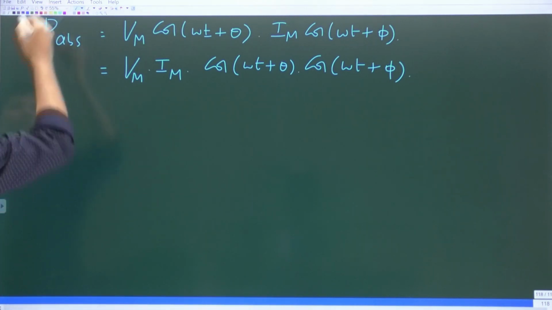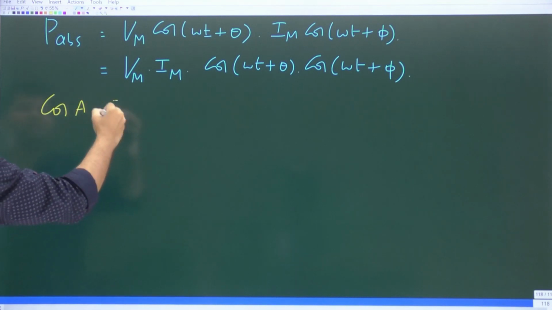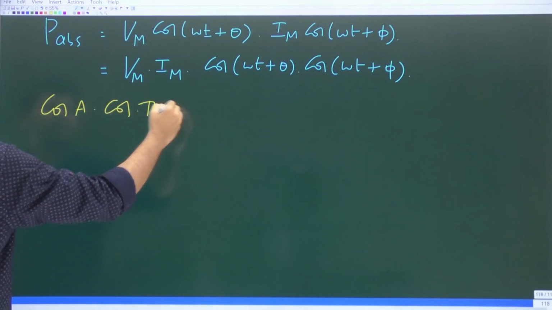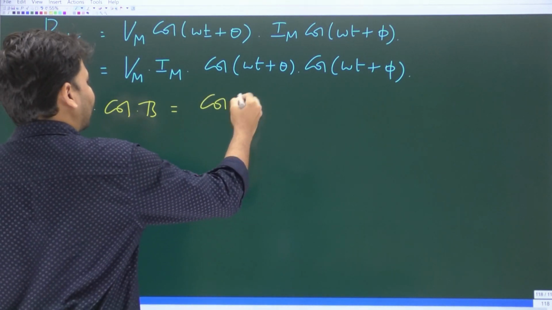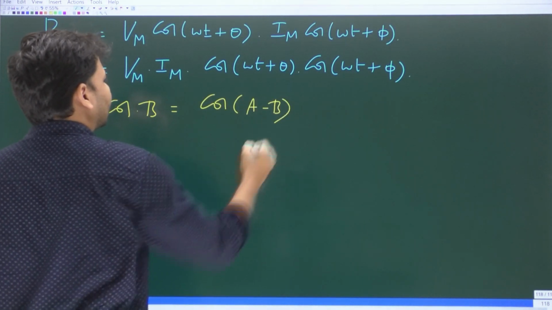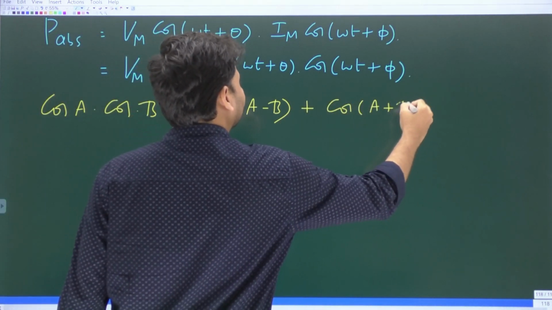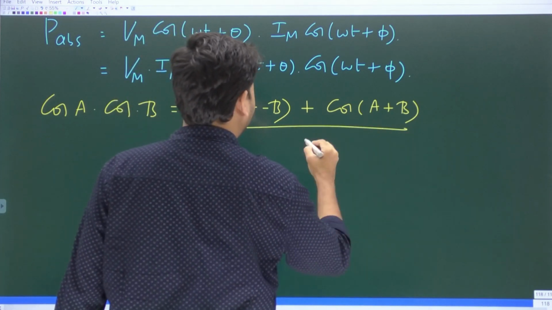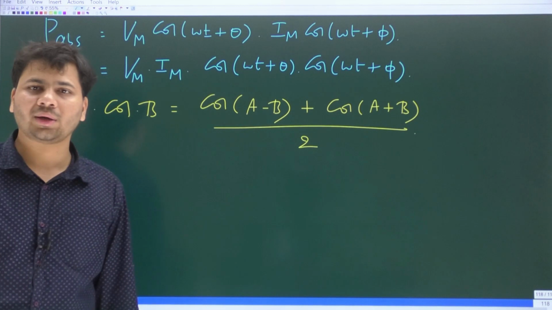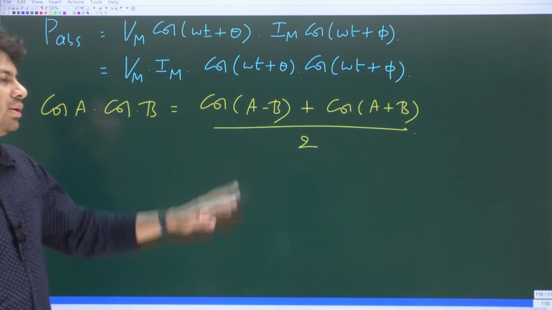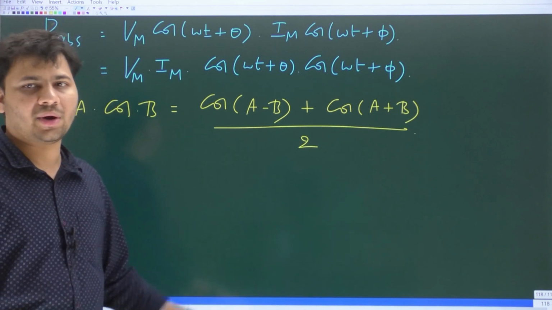You know, from basic trigonometric identities, we know cos A times cos B can be written as what? Cos of A minus B plus cos of A plus B, whole divided by 2. This is a basic trigonometric identity. Cos A cos B is equal to cos of A minus B plus cos of A plus B, divided by 2.